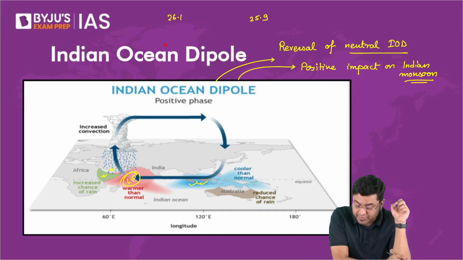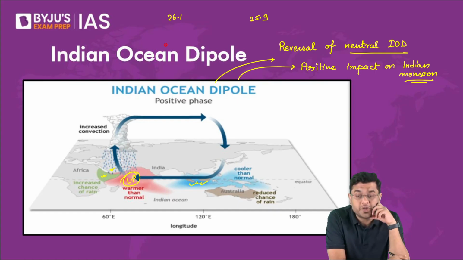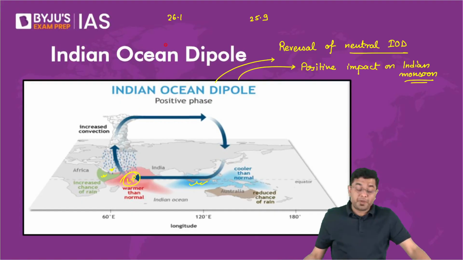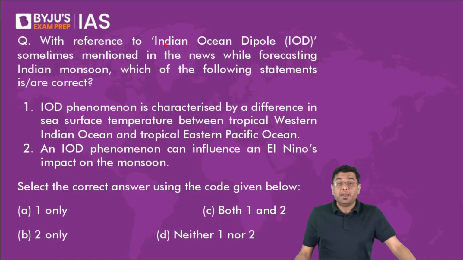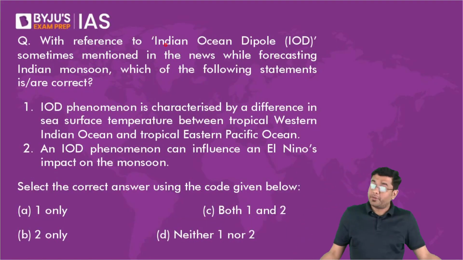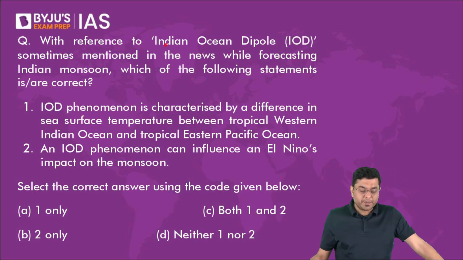Even that difference of temperature is more than sufficient to induce a significant pressure gradient. Okay. So that is basically the aspect of the Indian Ocean dipole. Now, UPSC had asked a question from this in 2017 as well. Let us take a look at the question.